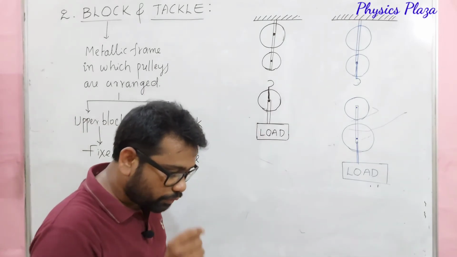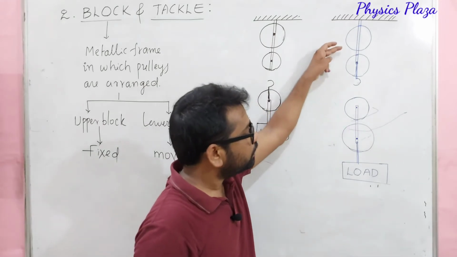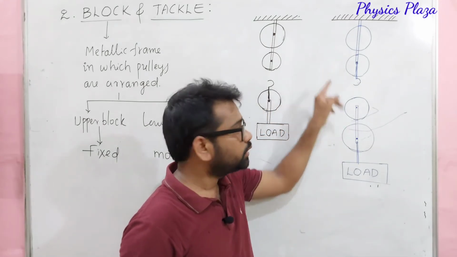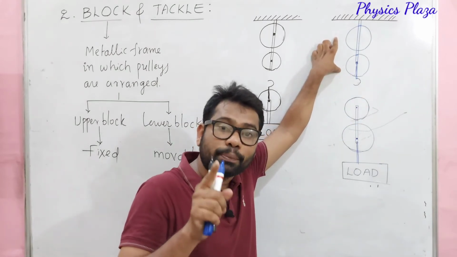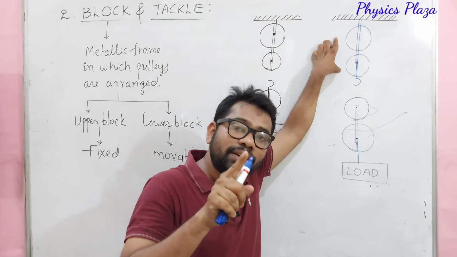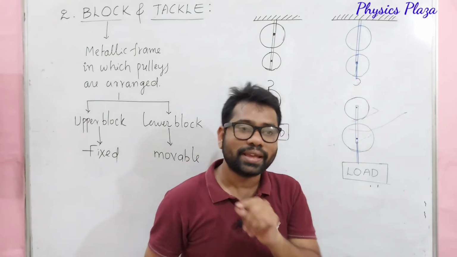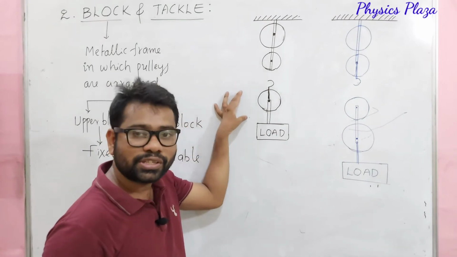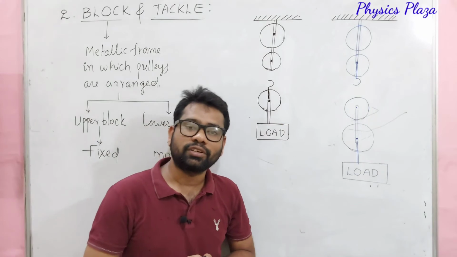And one more very important thing we have to notice is that if there are an even number of pulleys, the hook will be attached to the upper block. Hook is attached to the upper block, which means the second end of the string is going to be connected to the upper block only. Whereas if there are an odd number of pulleys, the hook will be connected to the lower block.